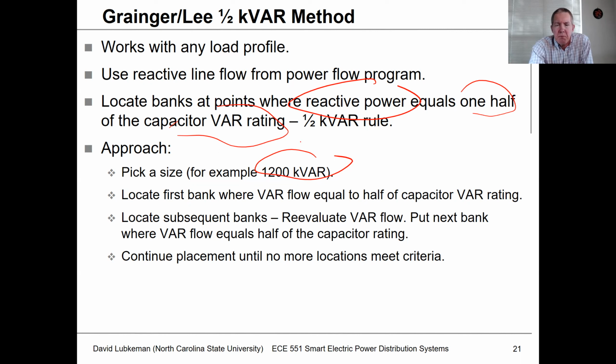And then you would pick what location would make sense for that, where we'd get the best results. Once you put this capacitor in, this is going to change the VAR flows in the circuit, right? So then if you want to put another 1200 kVAR capacitor in there, you look at another location where you have 600 kVAR flow. You could play around with different sizes and see whether 1800 would be better or 2400 would be better. But you just keep placing more and more capacitors in the circuit till you can't find any more locations that are suitable for the size of the capacitor that you're working with.